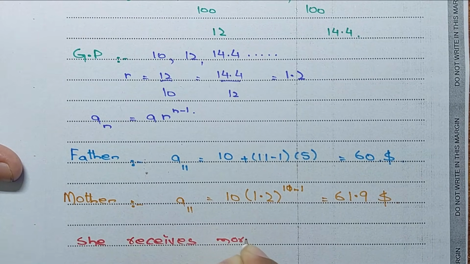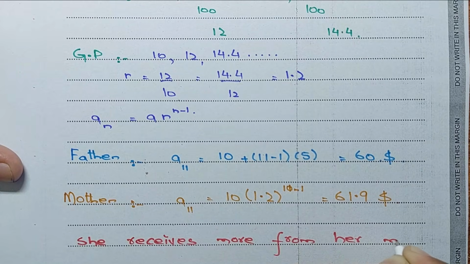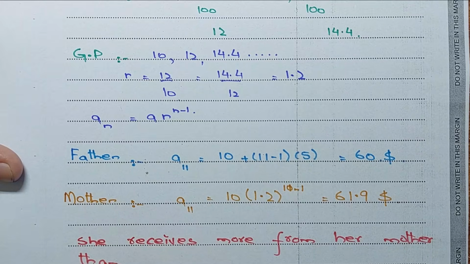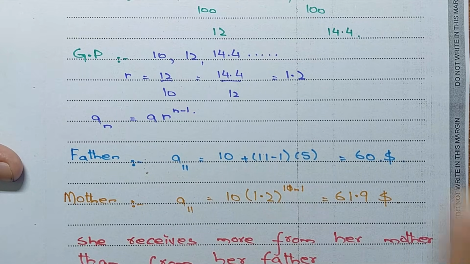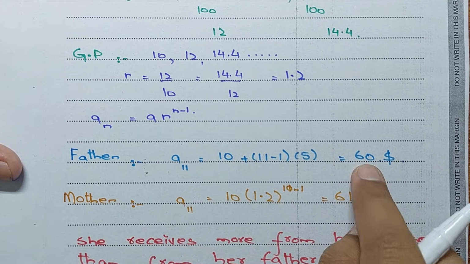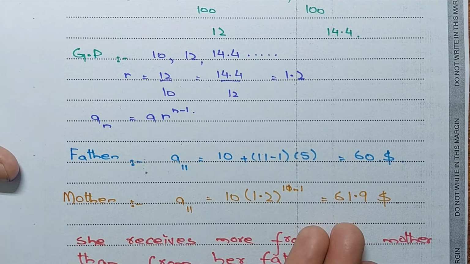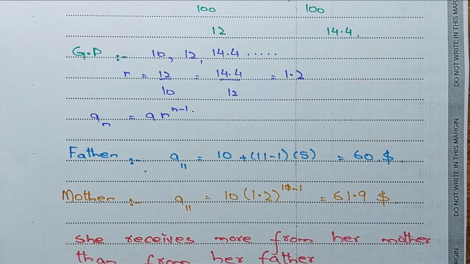Okay, so this proves that she receives more from her mother than from her father, right? From the mother, $61.9, and from the father just $60. So it's basically $62 and $60. She receives some dollars more from her mother as compared to her father.